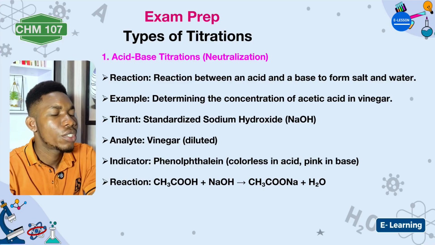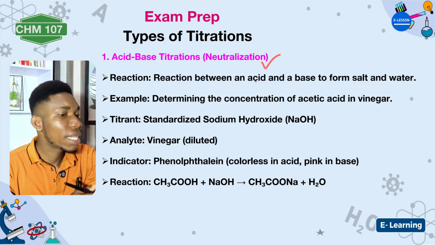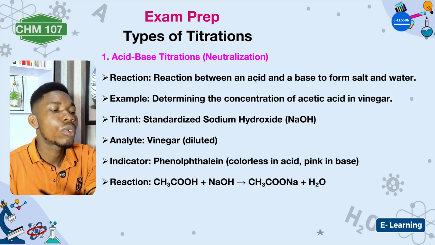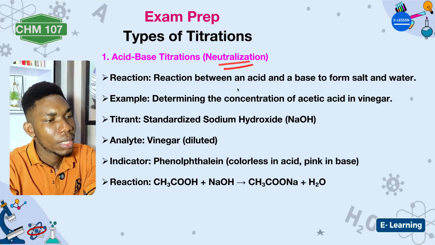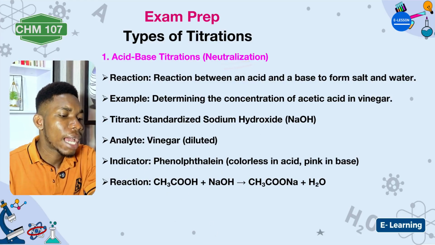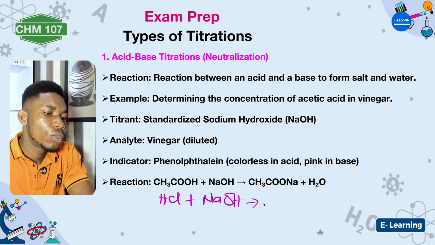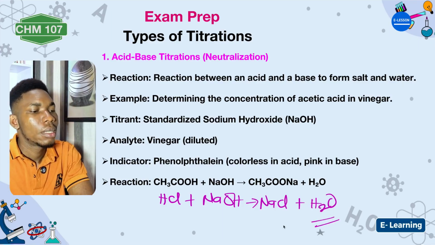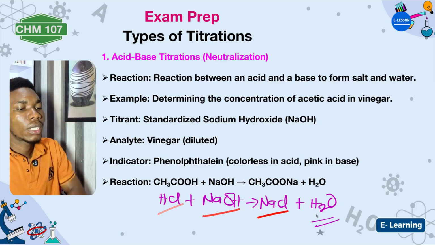Let's look at the types of titration. Acid-base titration, the first one. It is a reaction between an acid and a base to form salt and water. Acid-base titration is also called a neutralization reaction. It involves a reaction between an acid and a base, like HCl plus sodium hydroxide to form sodium chloride plus water. HCl is the acid, sodium hydroxide is the base, sodium chloride is the salt, and what? Water.